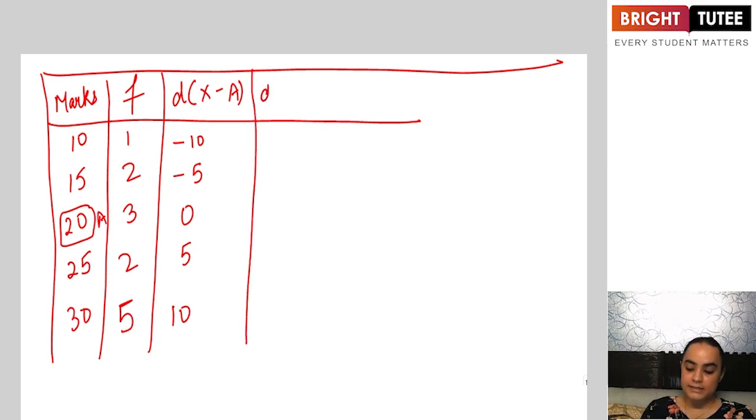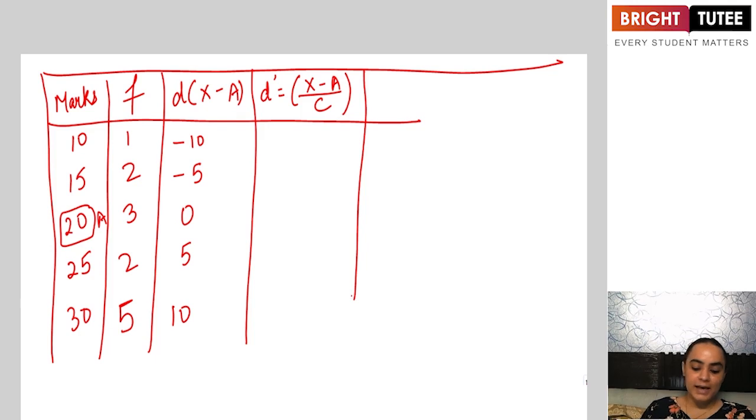Now comes my D dash. What is my D dash? X minus a divided by c. Now looking at the marks, the data that is given to you, what number do you think I should take as the common factor? You see there is a gap of 5 between all the numbers, 10, 15, 20, 25, 30. The difference is 5, so I'll take C, the common factor, to be 5. So minus 10 divided by 5 is minus 2, minus 5 divided by 5 is minus 1, 0, 1 and 2. Next I need f d dash.